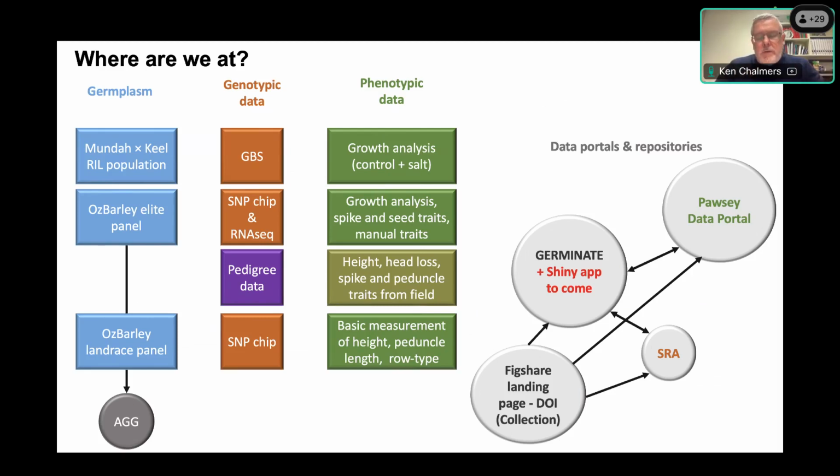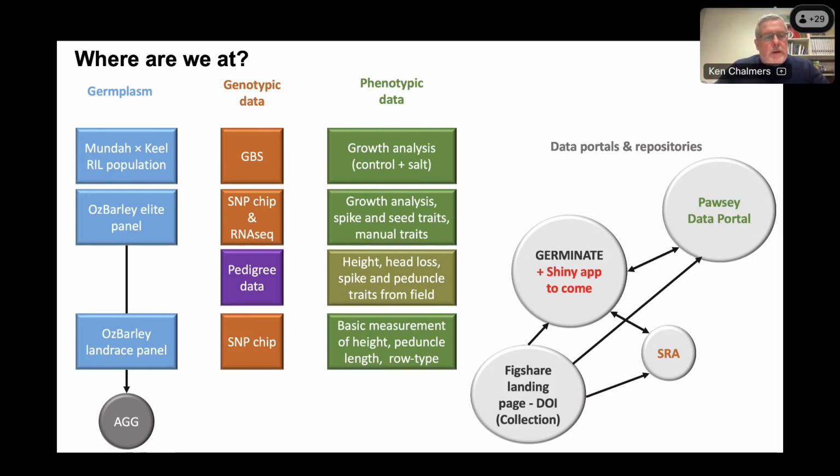And we've also been building up our OzBarley landrace panel. We've got just around 500 of them. We've not taken them into the field, but we've grown them in the glasshouse. We've looked at the 40K SNP-CHIP with that material, and we've collected basic measurements for that as well.